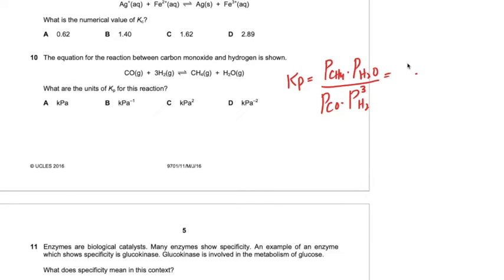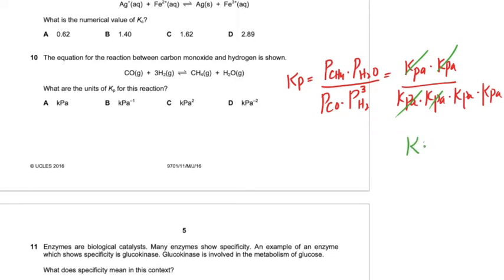So this is for the methane, this is for water, this kilopascal is for carbon monoxide, and there would be kilopascal 3 times for the hydrogen, because 3 moles of hydrogen are used. So you will get kPa to the power minus 2. This is the answer.